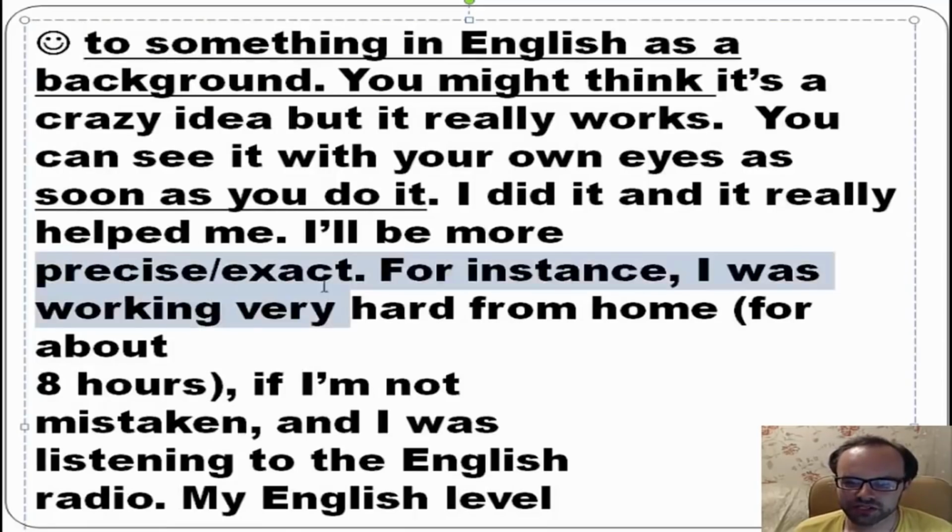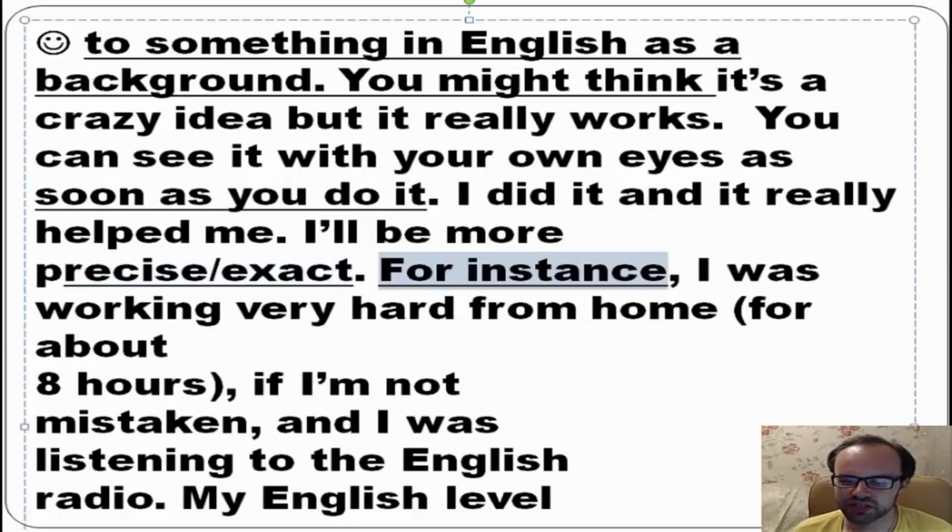Okay? For instance, a very nice phrase for speaking. You can say "for example" or "for instance." It means, for example, I was working very hard from home for about 8 hours. Yeah, I worked from home, so I was staying at home and I was working almost all day, if I'm not mistaken.